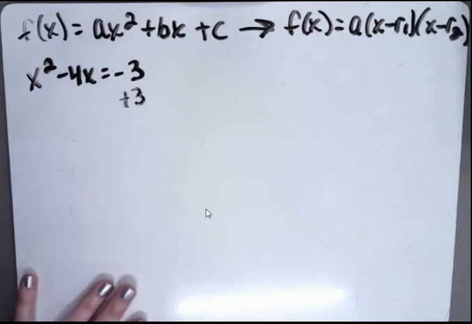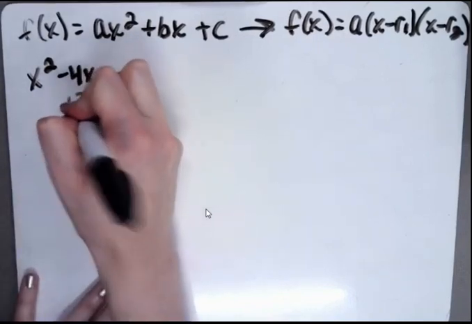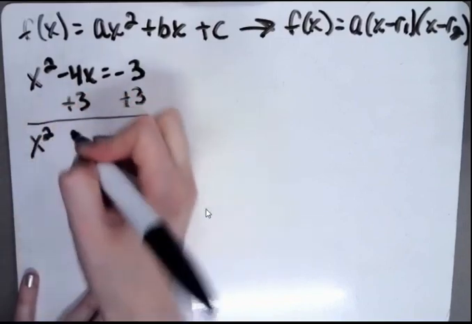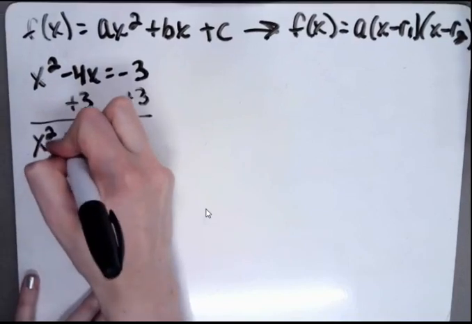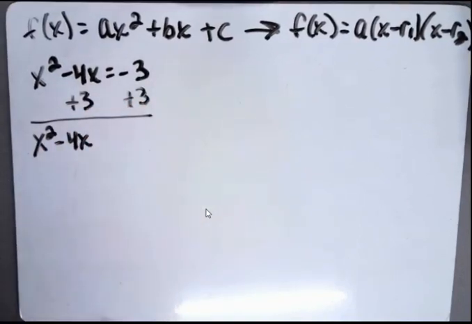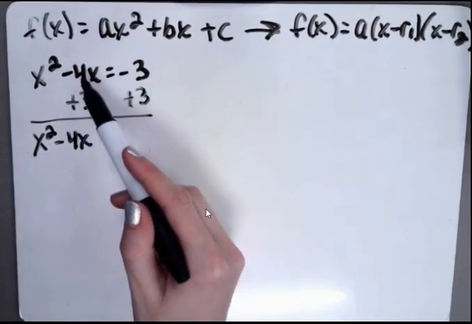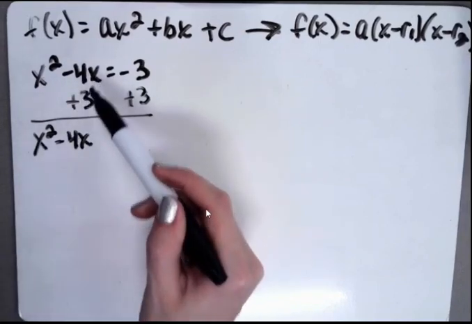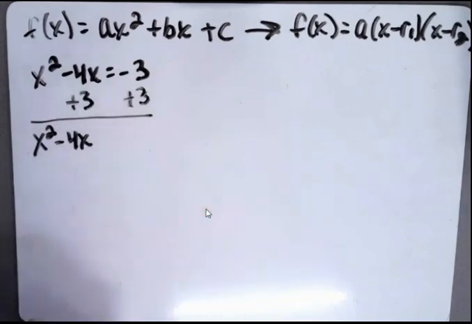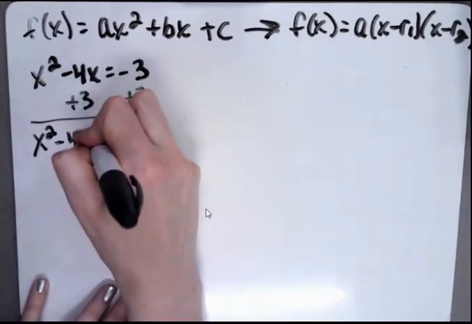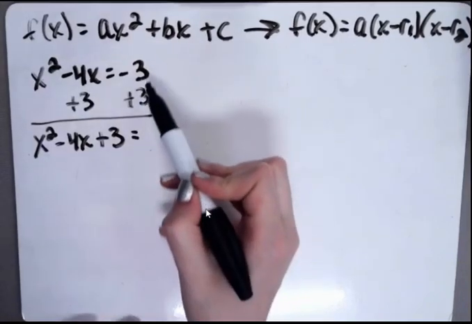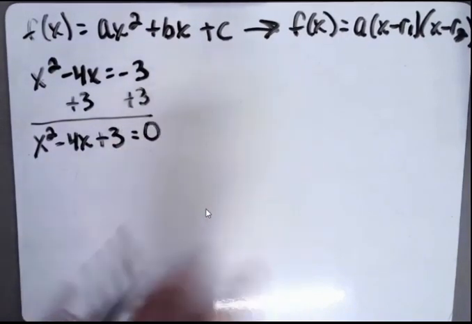And whatever I do to one side of the equation, I have to do to both sides of the equation. So I will also add 3 to the left side. So I'm still going to have my x squared, and I'm still going to have negative 4x. I cannot combine the 3 with the negative 4x in any way because they're not like terms. This one has an x, this one doesn't. So they're not like terms. I can't combine them. I'm just going to write a plus 3 at the end here. And on the right side, like we said, negative 3 plus 3 is 0.